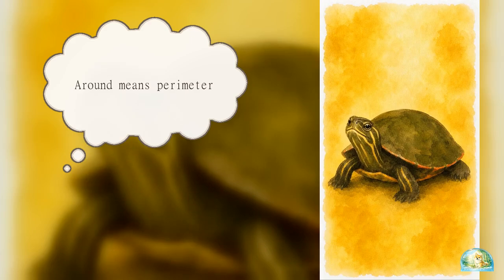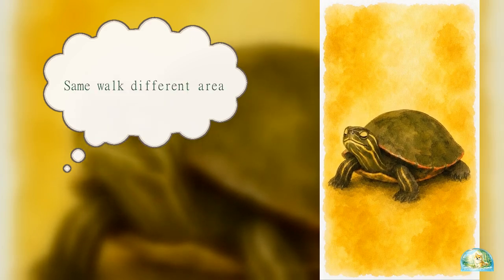Around means perimeter. Edges add together. Same walk, different area.